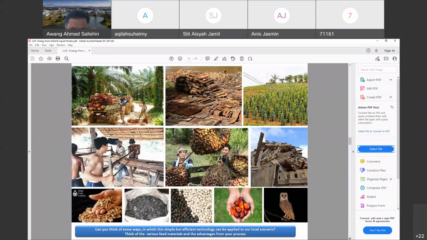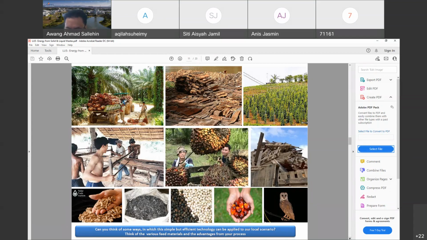So maybe it's high time for everyone to think of a simple but efficient technology that can be applied to our local scenario. Okay, sago plantation, a sago plant processing has already been implementing the co-firing. And maybe we can think of something else that can be used.